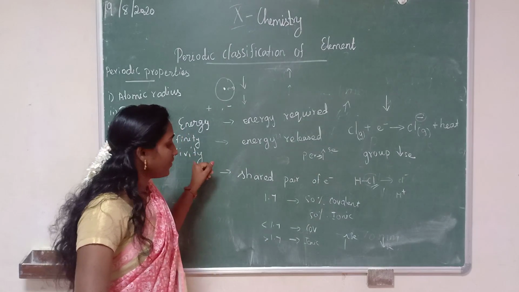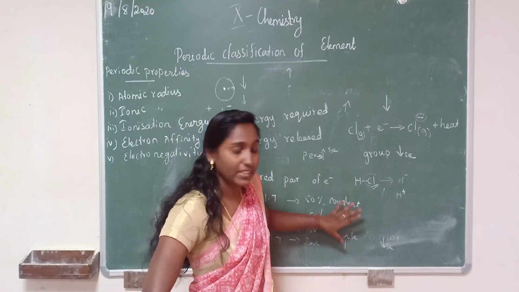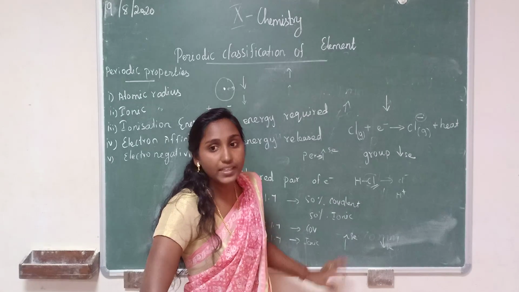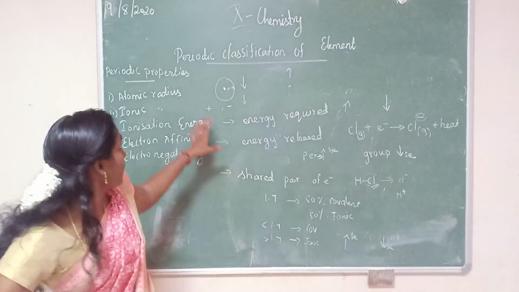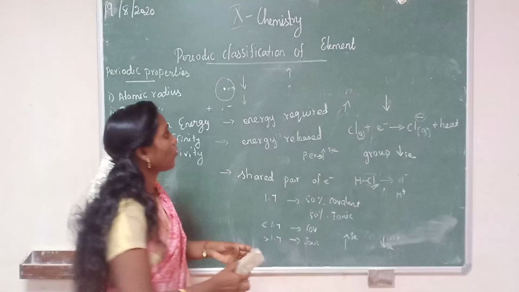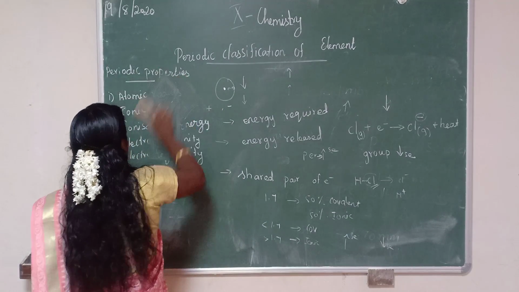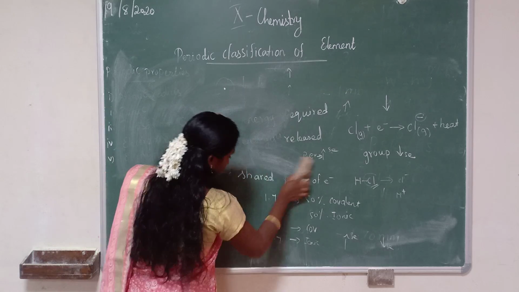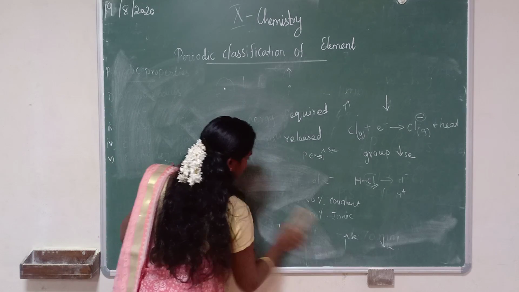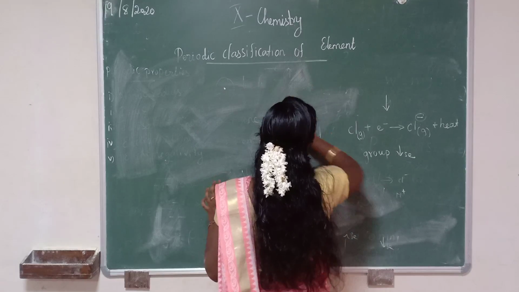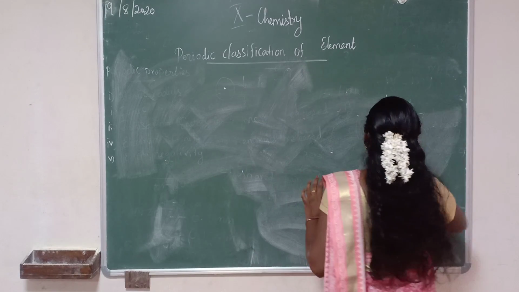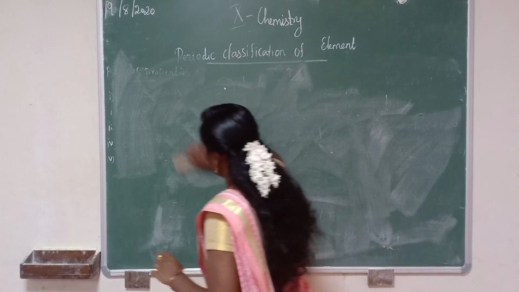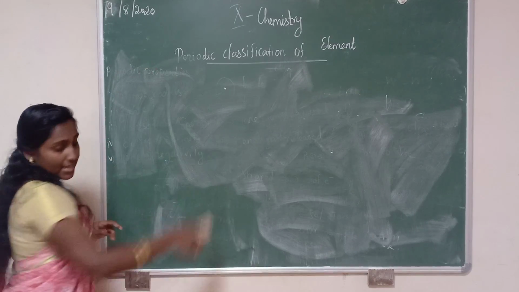Electronegativity increases across the periods and decreases down the groups. Have you understood the periodic properties? Next I am going to teach metallurgy.